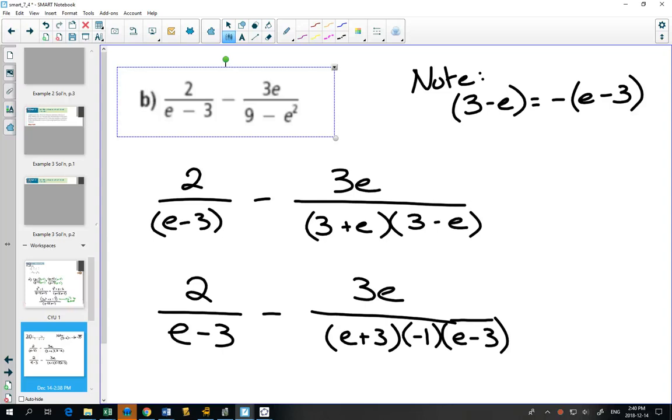Why did you switch to 3 plus e to e plus 3? Just because I like having my variables first. It doesn't matter, because 5 plus 2 is the same as 2 plus 5. When you're adding two things, it doesn't matter the order. Well, from the top one, that's just from factoring this difference of squares, right? How do you factor a difference of squares? 9 minus e squared will be 3 and 3, e and e. 1 will be plus, 1 will be minus. Okay?